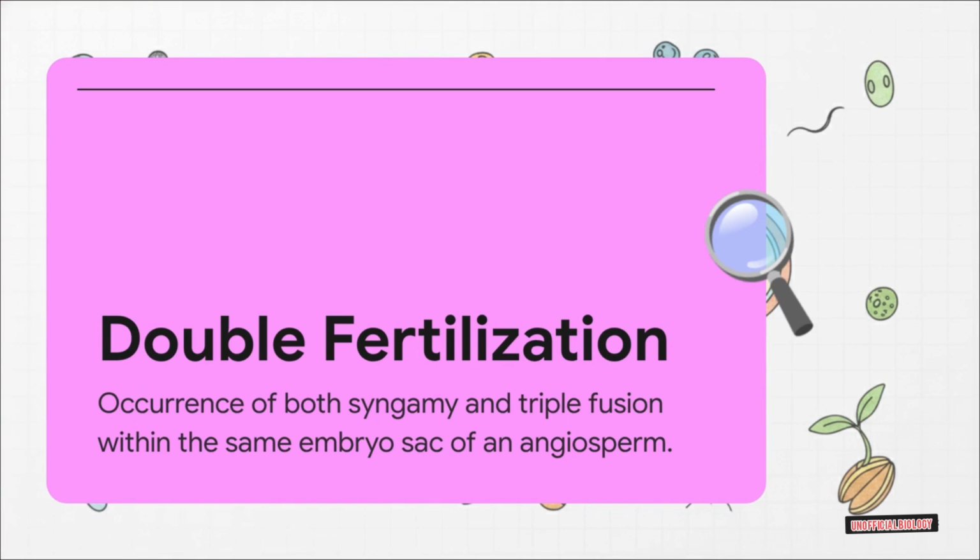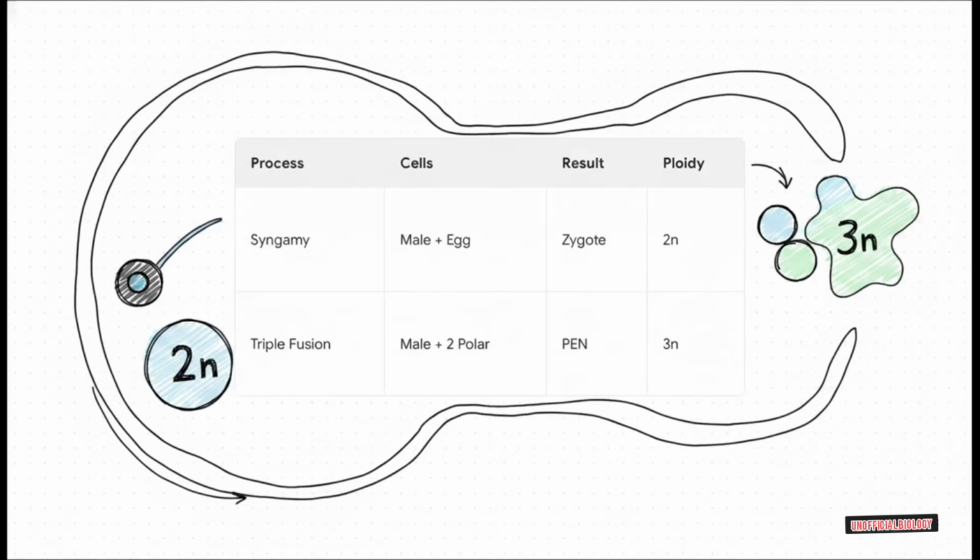Let's clearly define the term that gives this entire process its name. Double fertilization is a unique occurrence of both syngamy and triple fusion happening at the exact same time within the exact same embryo sac. You've got 2 distinct fertilization events pulling from 2 separate male gametes out of a single pollen tube. This dual action mechanism is exactly what separates our flowering plants from gymnosperms and, well, the rest of the entire plant kingdom. Now, as you'll see here, this is the ultimate comparison format, absolutely perfect for your exam prep.